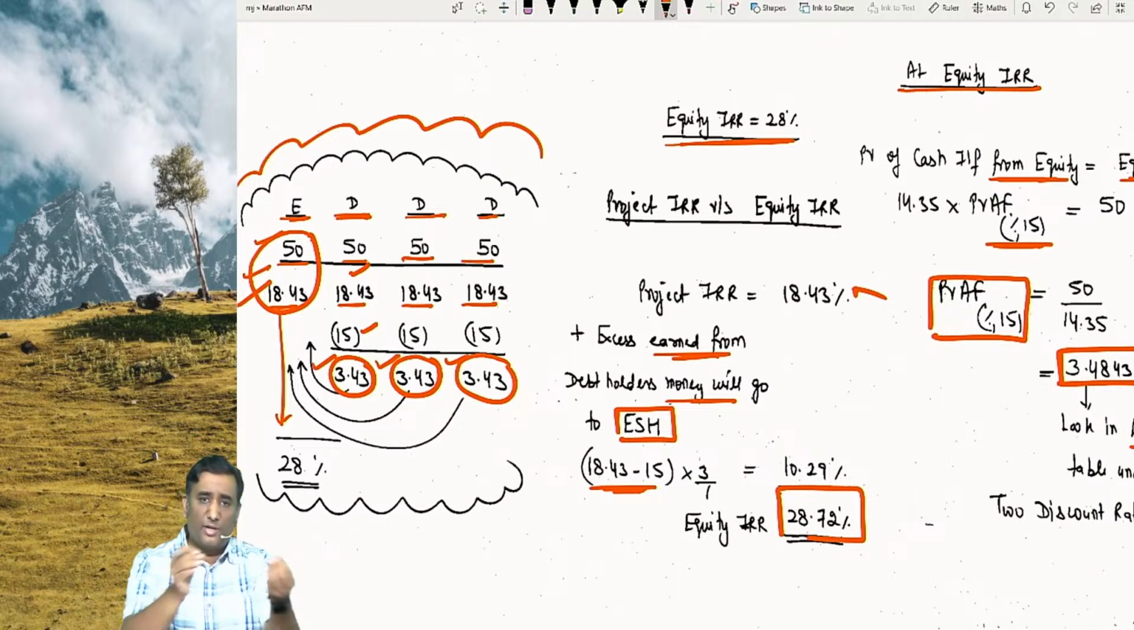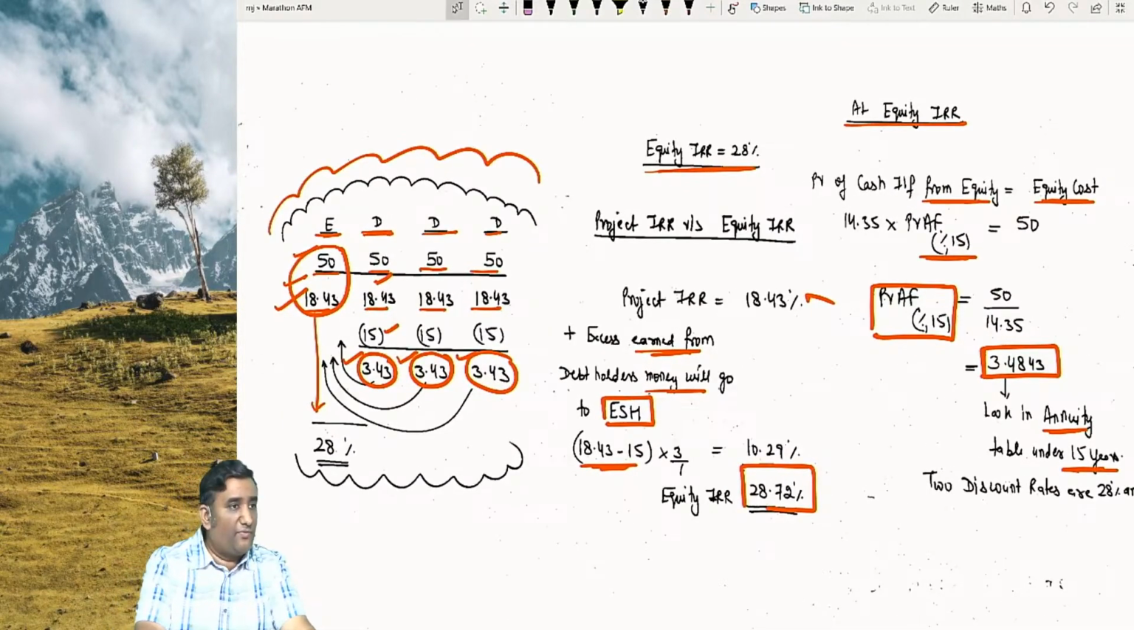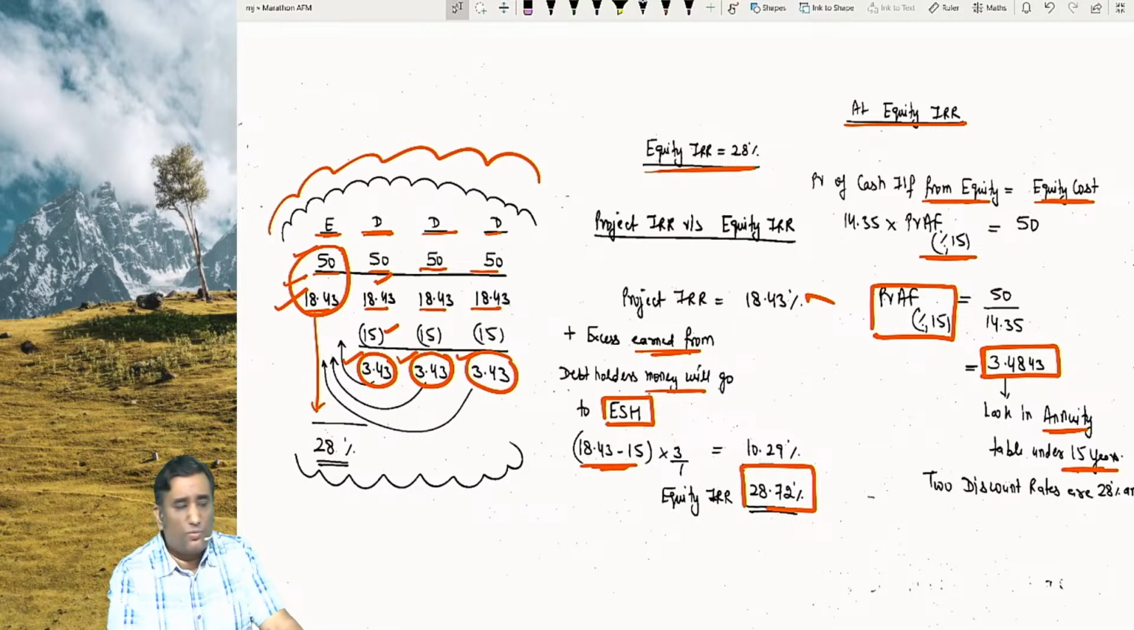That means you were debt holders, I was the equity holder. From your money also I am earning 18.43. After paying you 15, whatever is left is mine only, so that is increasing my wealth. That is the meaning. Is debt giving a favorable financial leverage? Yes, debt is giving a favorable financial leverage. So one IRR could be applied this way. IRR can be applied in different ways. I'll come back to subsequent parts also.